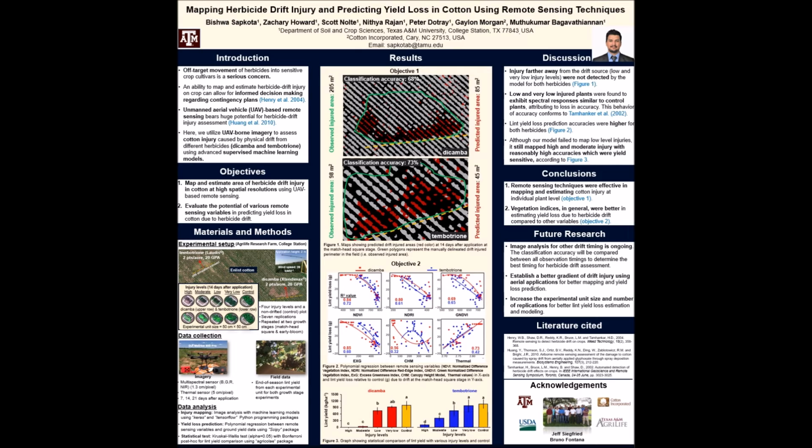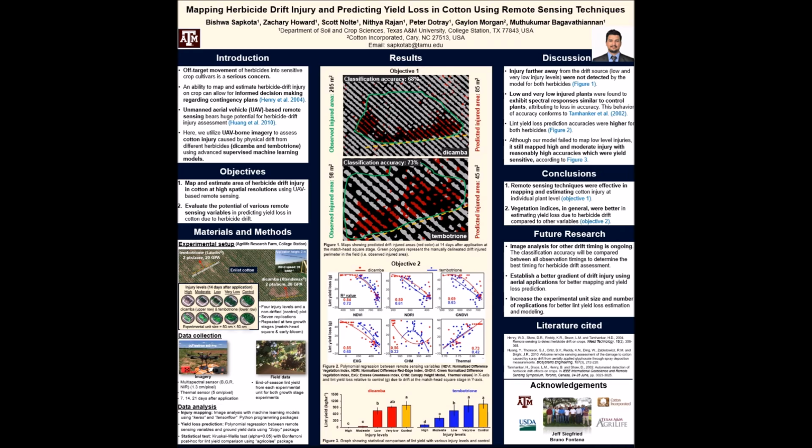Further below, in figure 2, you can see various regression graphs between lint yield loss and cumulative values of remote sensing variables. In particular, vegetation indices are found to have higher prediction accuracies in our study. We are still analyzing images for other drift timings and growth stages. We are hopeful that our mapping accuracies will boost up once we analyze all the images.